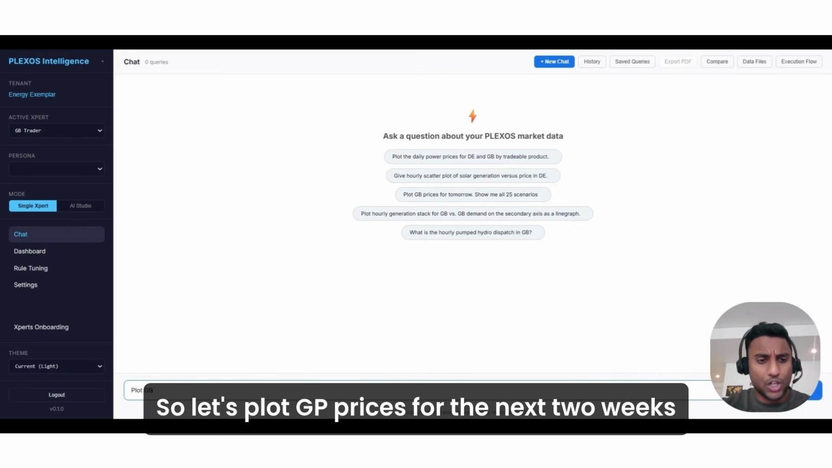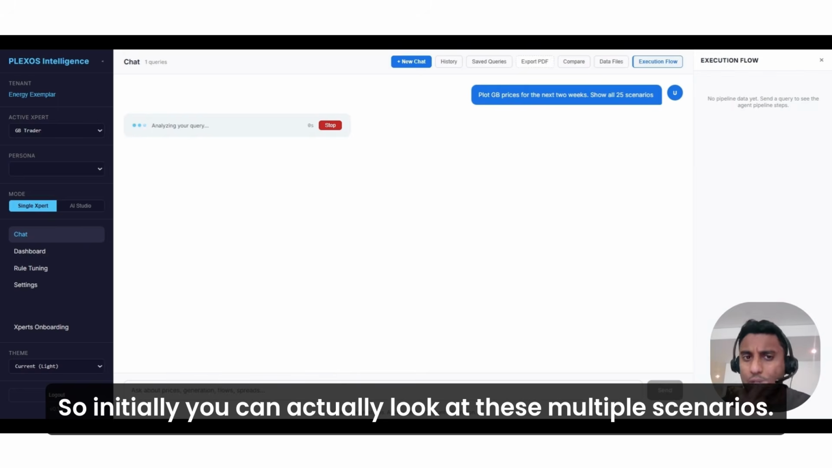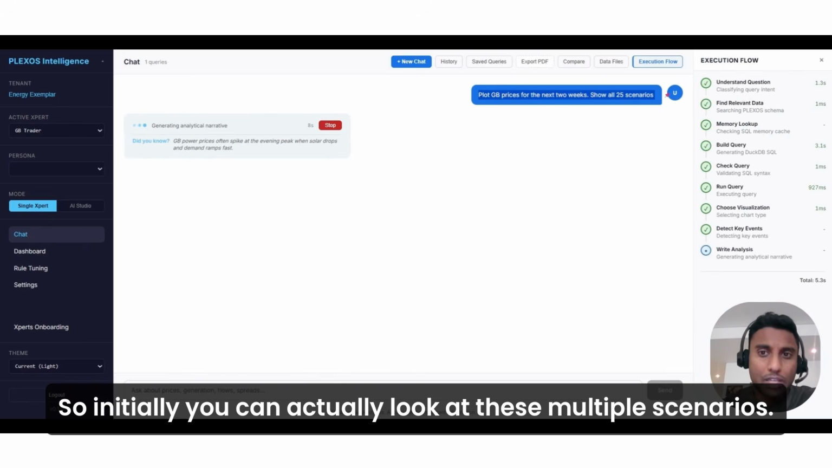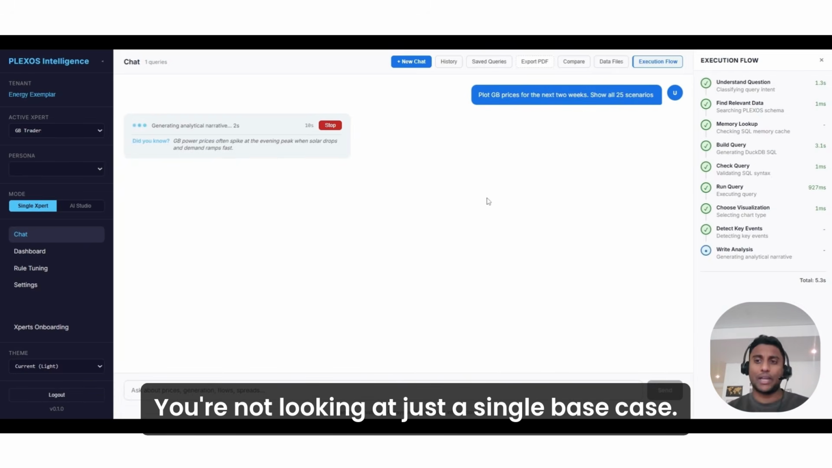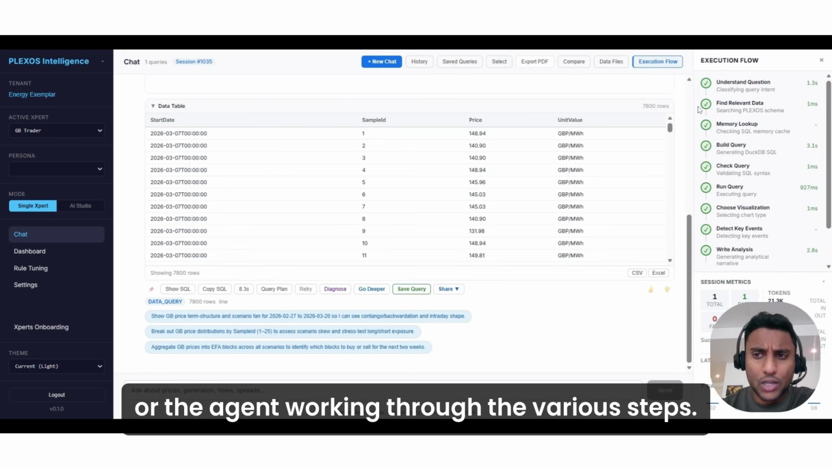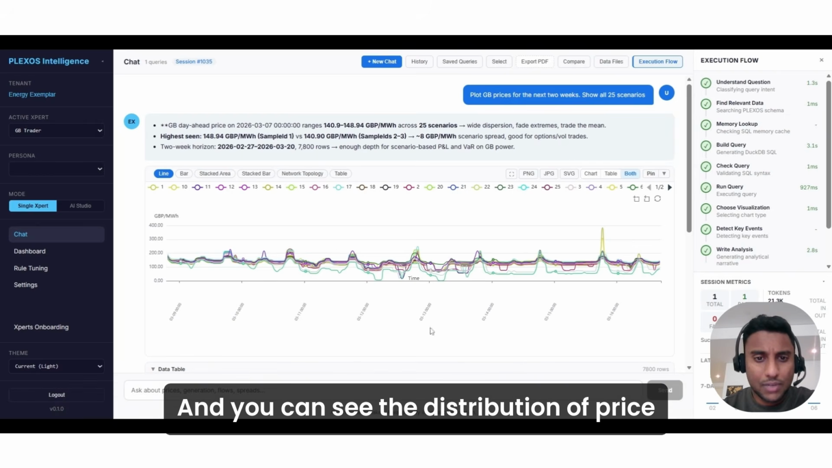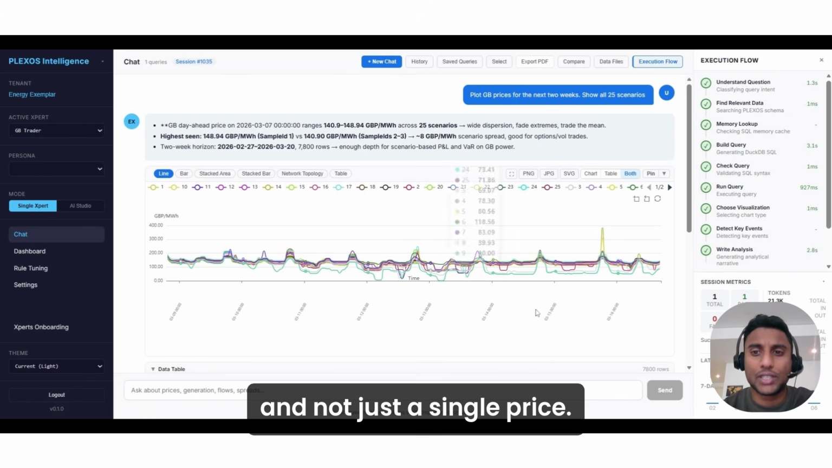So let's plot GB prices for the next 2 weeks, and let's show all 25 scenarios. So initially, you can actually look at these multiple scenarios. So you're not looking at just a single base case, and you can see the LLM or the agent working through the various steps. And what you see here is hourly prices for the next 2 weeks, and you can see the distribution of price and not just a single price.